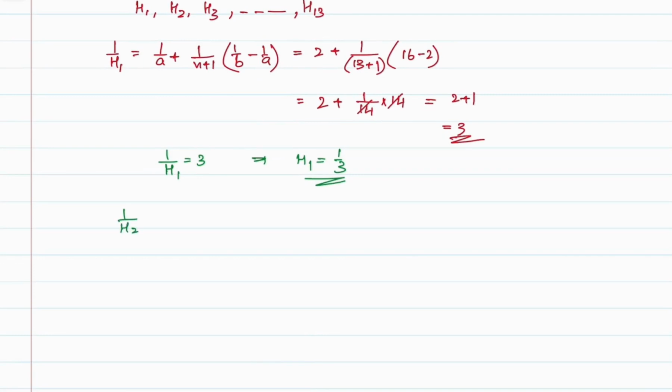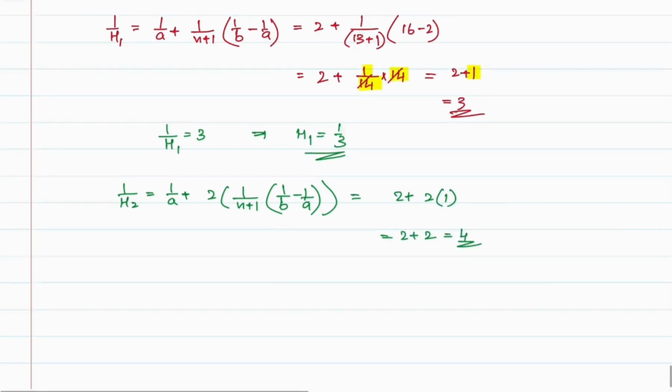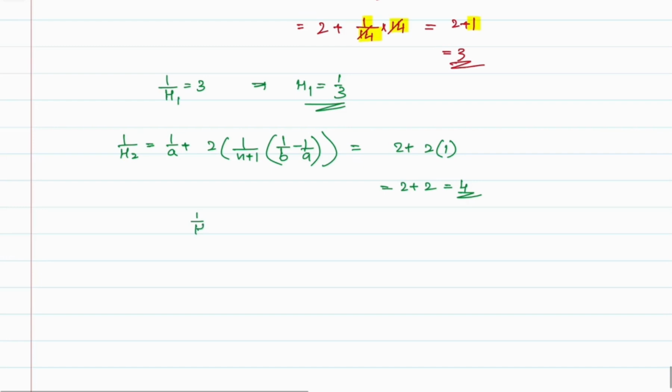Similarly, 1 by h2 will be given by 1 by a plus 2 times 1 by n plus 1 into 1 by b minus 1 by a. So this will be equal to 1 by a, whose value is 2, plus 2 times. We found that the value of 1 by n plus 1 into 1 by b minus 1 by a is equal to 1 from here. So let me substitute that value 1 here. Then we have 2 plus 2, which is equal to 4. So from this we can tell that 1 by h2 equal to 4. That implies h2 will be equal to 1 by 4.